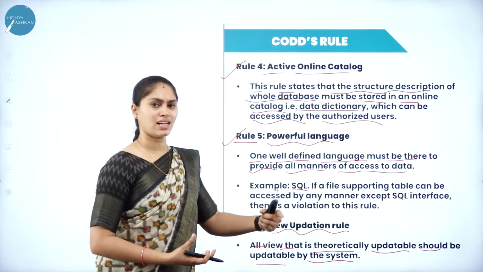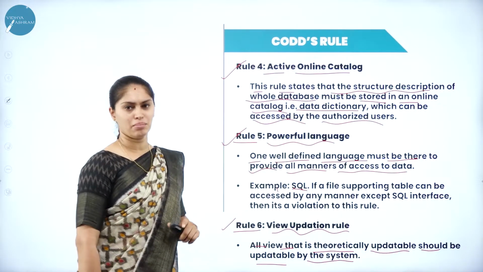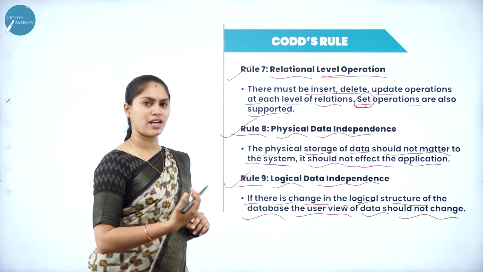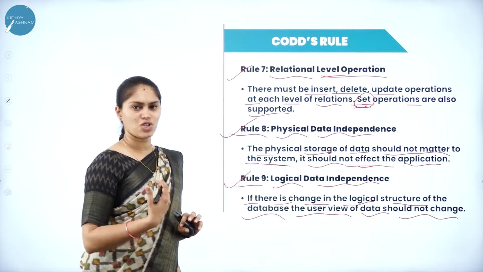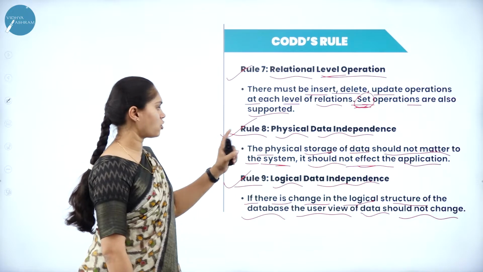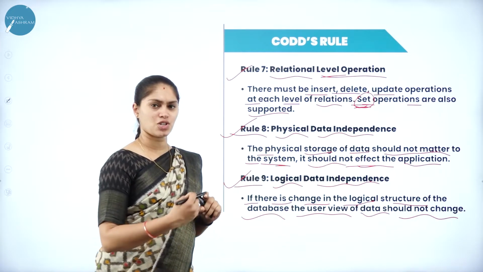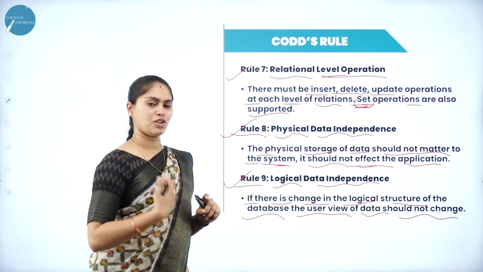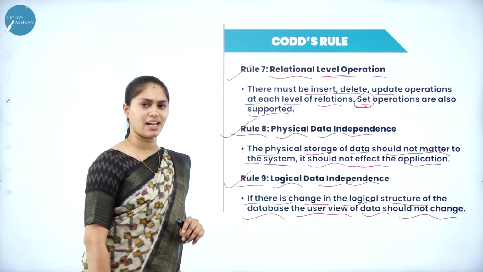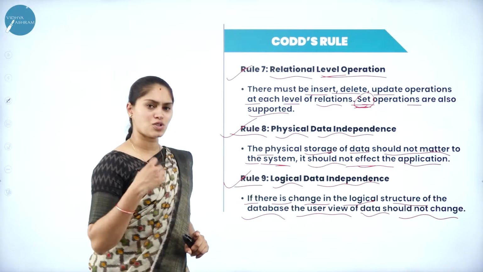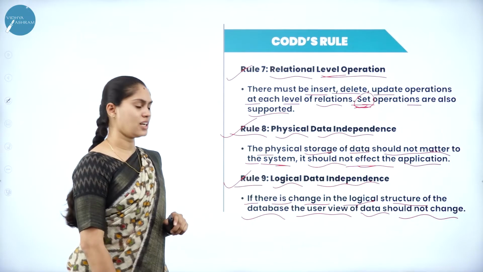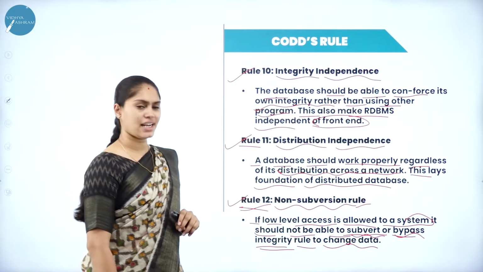Whatever is theoretically possible should be possible in practice. Next, rule 7, relational level operation. It has to allow us to do insert, delete, update and other manipulation. Everything has to be supported by the RDBMS along with the set operations. And also rule 8, physical data independence. It should not change the content of the next level if you are making changes to the low level or physical level. Rule 9, logical data independence. Here also it should not change the logical structure of a database from the perspective of the user's view of the data. And also rule 10, integrity independence.